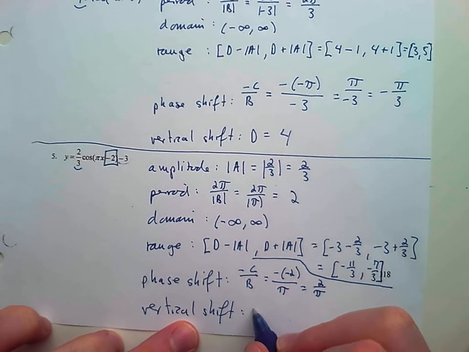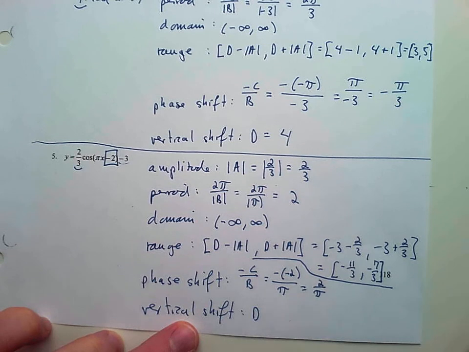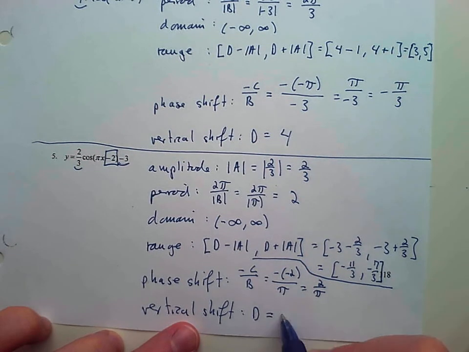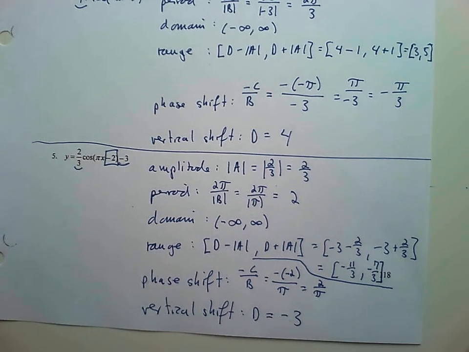Lastly, our vertical shift is given to us by d. D again being whatever we add to or subtract from this. So therefore, d is equal to negative 3. The next problems are practice problems. So as usual, those are left for you. So therefore, this concludes the lecture video on section 6.2.